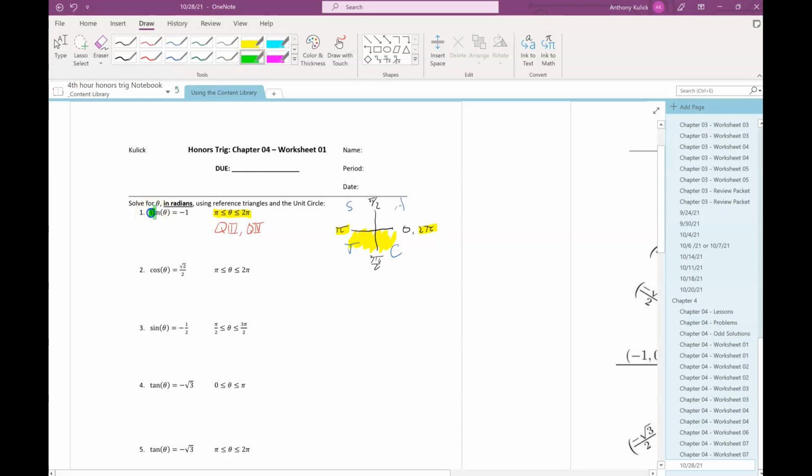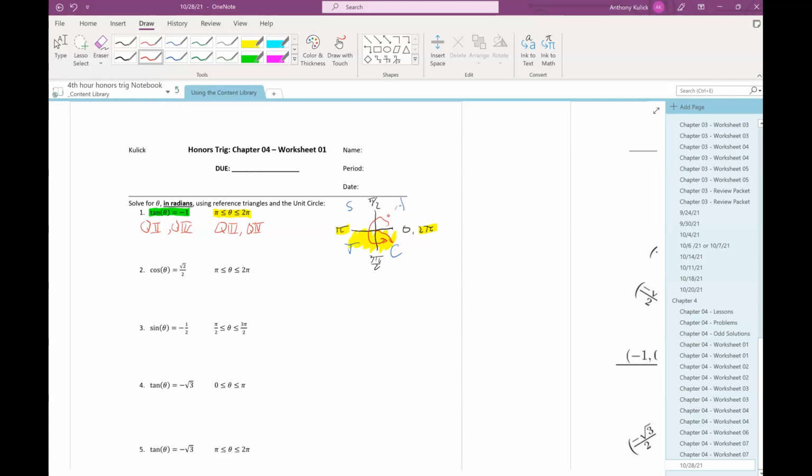In our situation, tangent is negative, so I know my answer needs to be in quadrant 3, because that's the only quadrant where both of these two things can be true. So far, so good? Oh my goodness. That is supposed to be quadrant 4. I put it in the right spot and I wrote down the wrong thing. Why? I don't know why. So that's the angle that we're looking for, right?